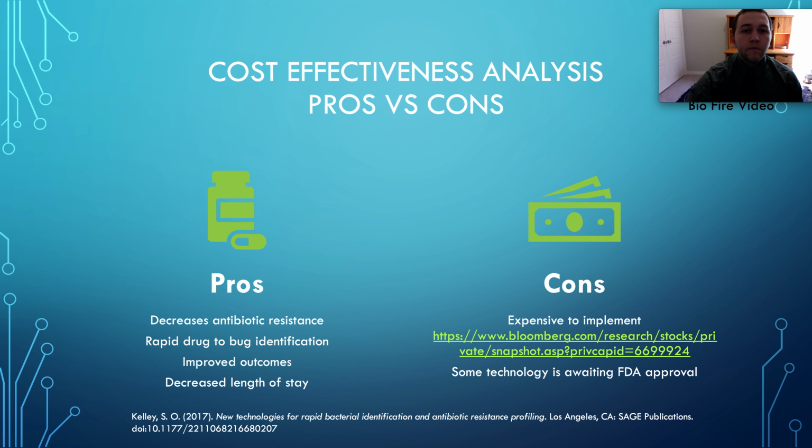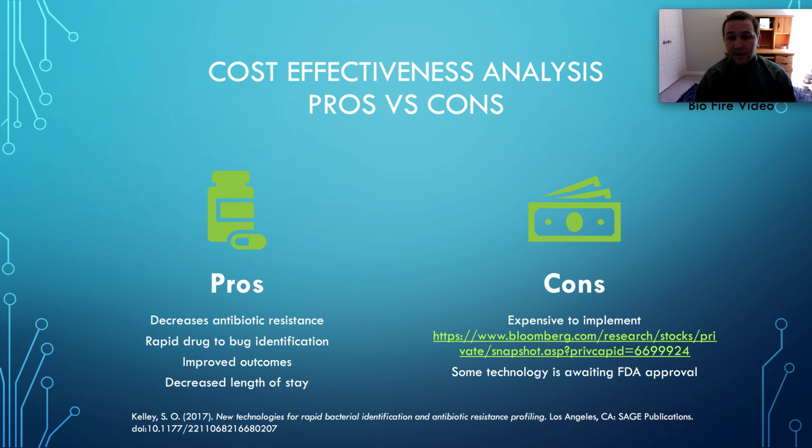So we'll do a little cost-effectiveness analysis, pros and cons here. We have decreased antibiotic resistance for some of the pros. Rapid drug-to-bug identification, like I was talking about. We'll have improved patient outcomes because we have a decrease in sepsis rates, and sooner discharge with a decreased length of stay. But for some of the cons, it's very expensive to implement.